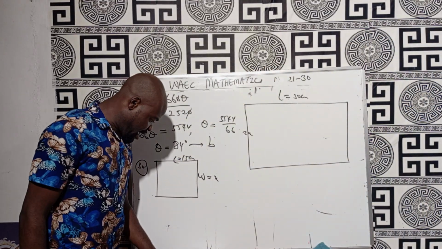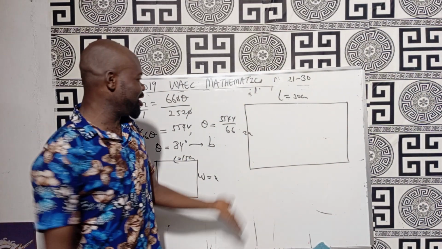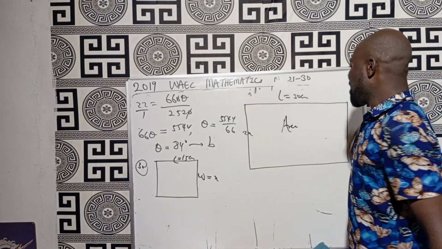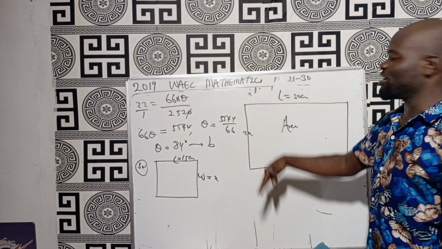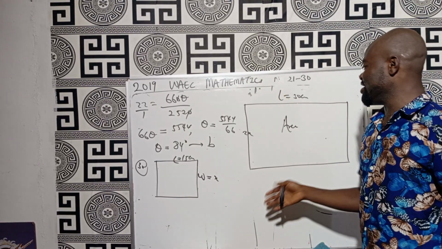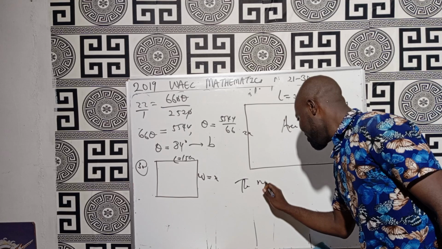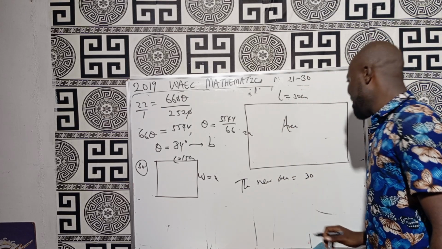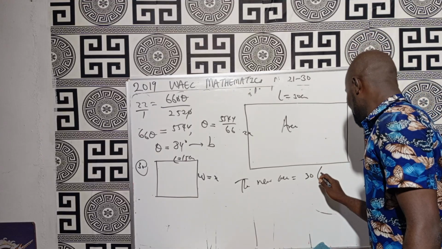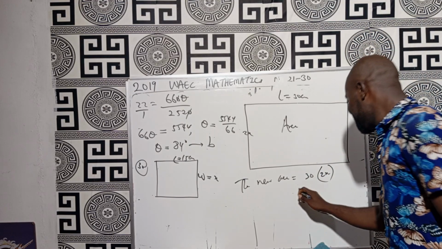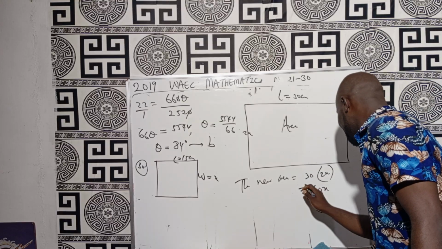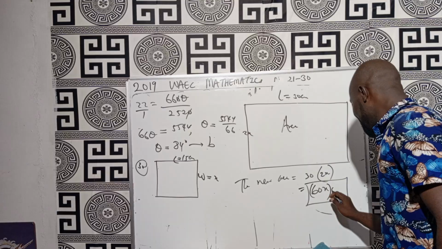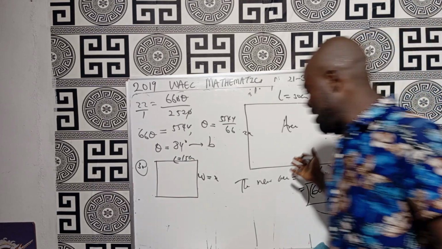So now it says, find the new area. This is the new shape now. So the new area is taken from the new shape. And what's the formula for calculating the area of a rectangle? Length times width. So the new area is what? That's 30, the length, times the width, 2x. And that gives us 60x, and that's the answer. You know your area is always in square. So 60x centimeter square. And that's it.